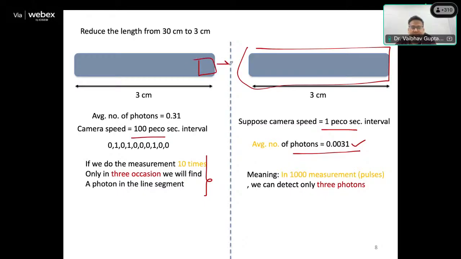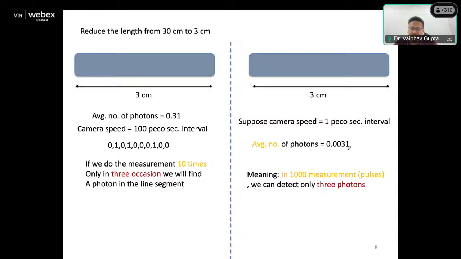That is the simplistic meaning: if you have a segment here and a laser source here and light is coming and you put a detector here, you will not see anything. 0, 0, 0 will keep coming out of thousands. Only 3 times your detector might trigger. So if you put a 3 centimeter block here in between, this is what is going to happen with the average photon number of 0.0031.